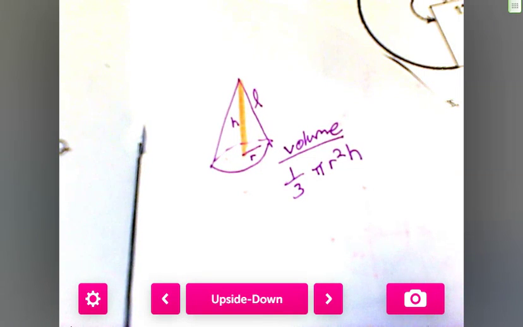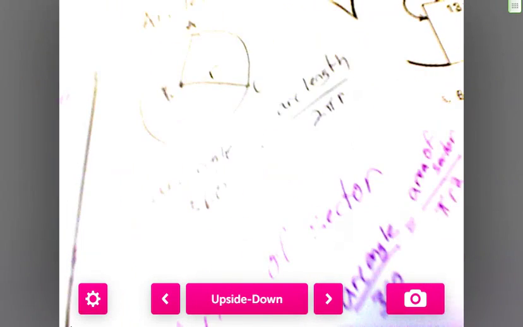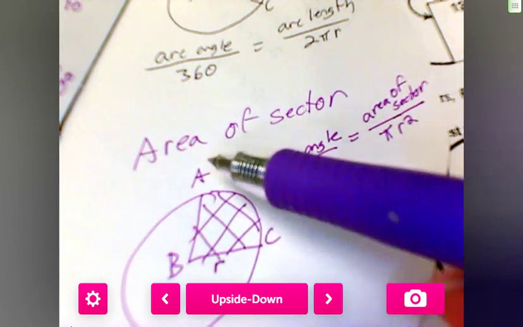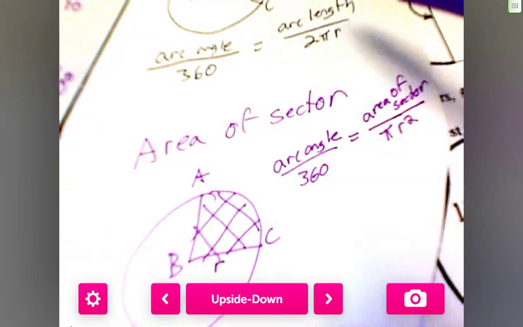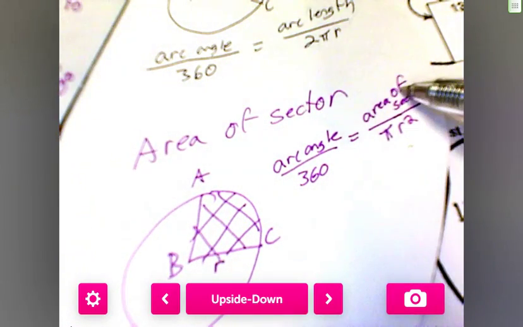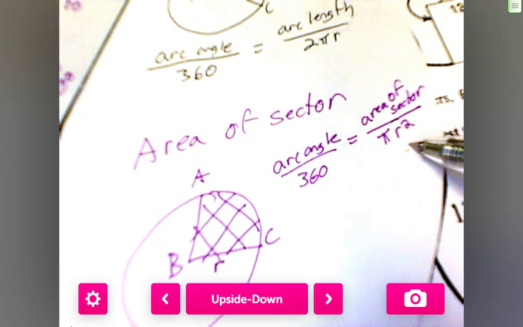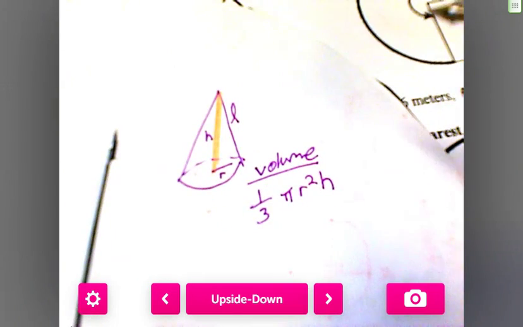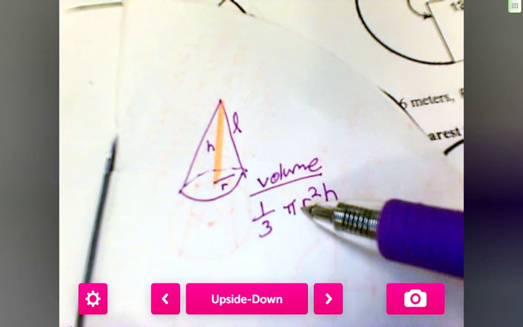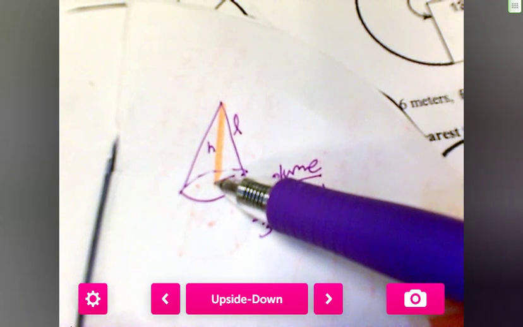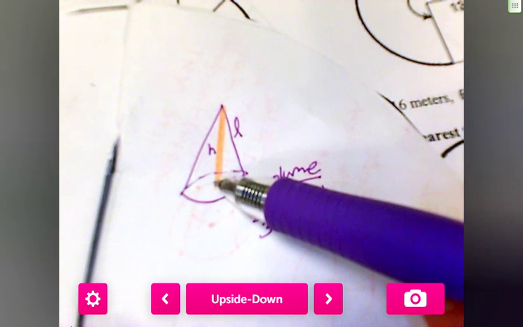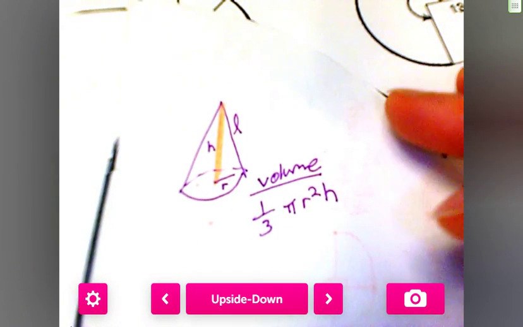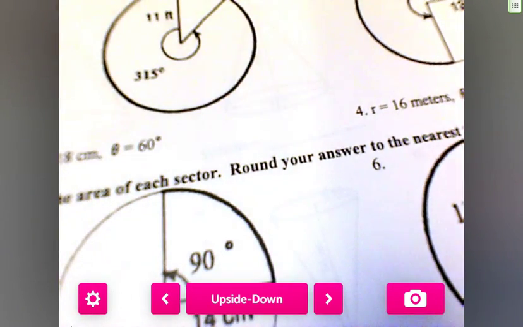Right, so we're adding area of a sector, which is this space right here that I kind of drew a lattice through. Arc angle over 360 equals area of a sector over pi r squared. So instead of 2 pi r, it's pi r squared. And we're going to talk about volume of a cone, which is 1/3 pi r squared h. And h is the distance from the center of the circle of the cone to the top of the point of the cone. Okay. All right, let's go over your classwork.